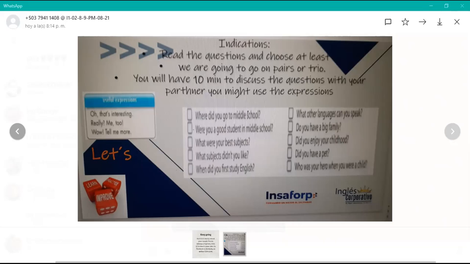Entonces, cuando nosotros damos una oración afirmativa, en el caso de una pregunta WH, nuestro verbo va a pasar a ser pasado. En esta oración en específico, el verbo es go, y el pasado es went. Entonces, cuando le dicen, where did you go to middle school? Usted dice, I went to middle school in, por ejemplo, Santa Ana, Sonsonate, etc. Right? So, I went.